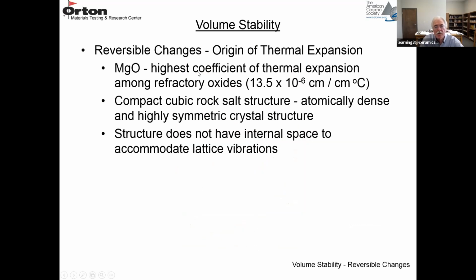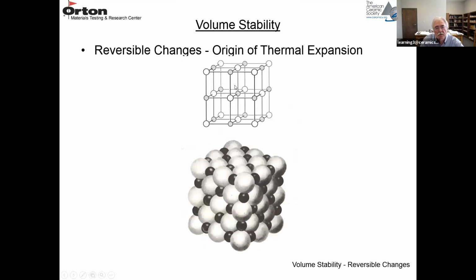So I mentioned that MgO had the highest coefficient of thermal expansion among the refractory oxides, 13.5 times 10 to the minus 6. It has a compact cubic rock salt structure. So atomically, it's a very dense packed material. It's highly symmetric, and it doesn't have any internal spaces to accommodate lattice vibrations. So therefore it has a high thermal expansion coefficient. So this is the cubic rock salt structure. The dark circles would be MgO, and the open circles would be oxygen. And over here, the black circles are MgO, and the lighter colored circles are oxygen. So it's a very dense structure that exhibits high thermal expansion.